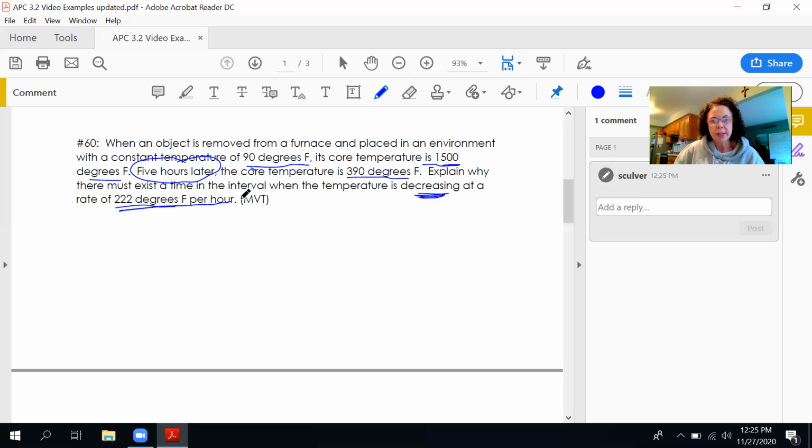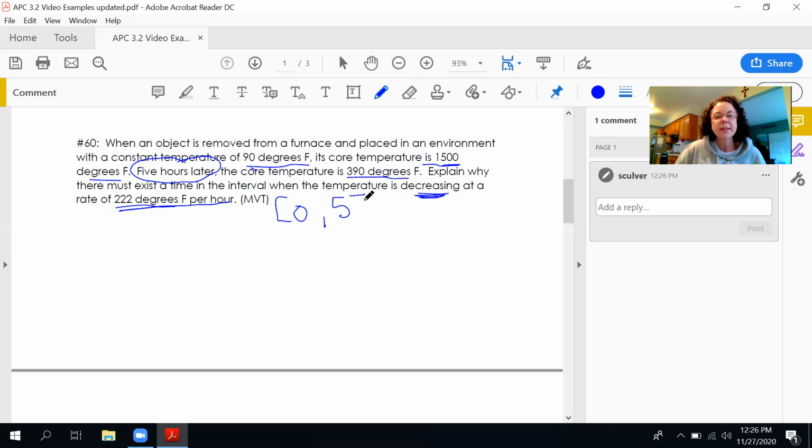So first of all, notice that this is a situation where, based on the fact that it's temperature, you can find the rate of change at any moment, right? At any moment between 0 and 5 hours, there is a rate of change of the temperature, right? And there is a temperature. So the function is differentiable and continuous. It's also on the closed interval from 0 to 5.